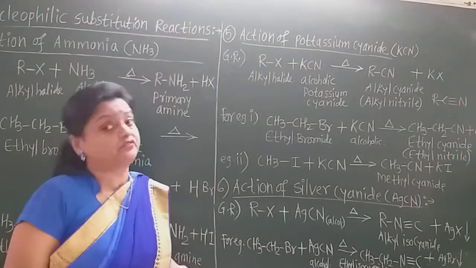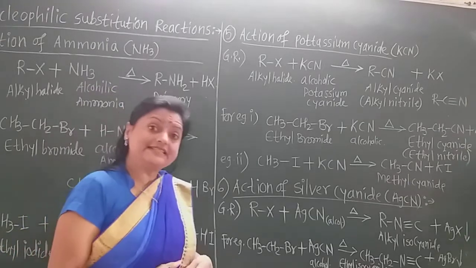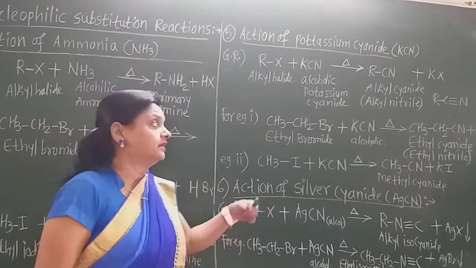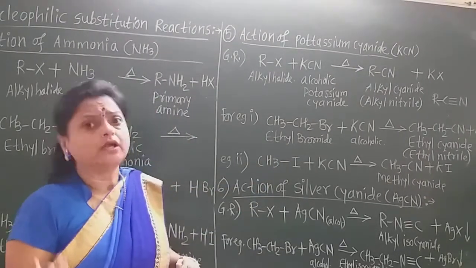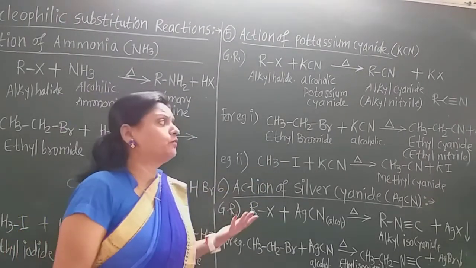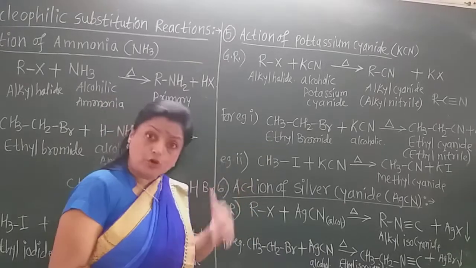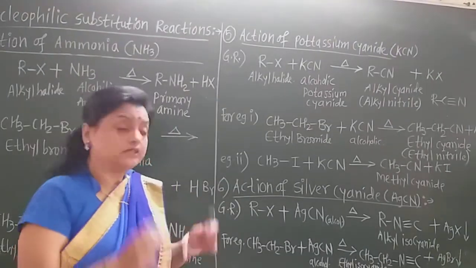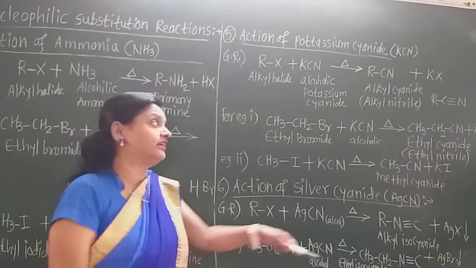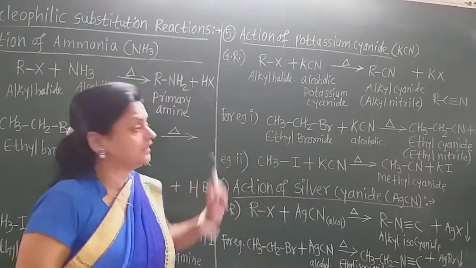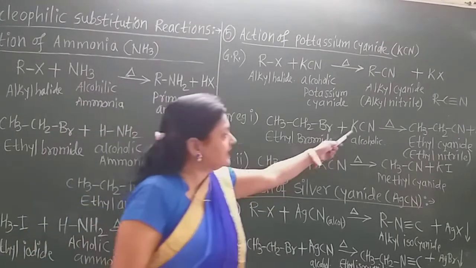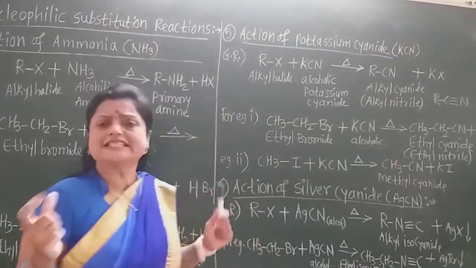They may ask you the question, how will you form ethyl cyanide or ethyl nitrile by the action of KCN on ethyl bromide? Or sometimes they may ask in this way, how will you obtain ethyl nitrile from ethyl bromide? Then you must remember that ethyl nitrile or ethyl cyanide is formed when alcoholic potassium cyanide reacts with the alkyl halide. Now here this K and Br form KBr, a very simple reaction.